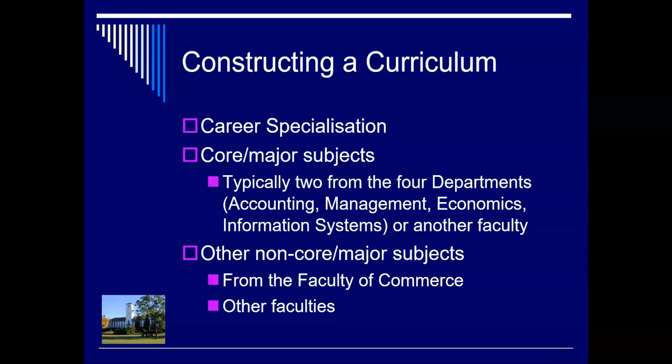A curriculum comprises core, or what we normally refer to as major subjects. These are typically 2 from the 4 departments of accounting, management, economics or information systems, or another faculty. And you'll often hear people talking about what majors they are doing. And in addition to their major subjects, there'll be other non-core or non-major subjects, both from the Faculty of Commerce and other faculties.